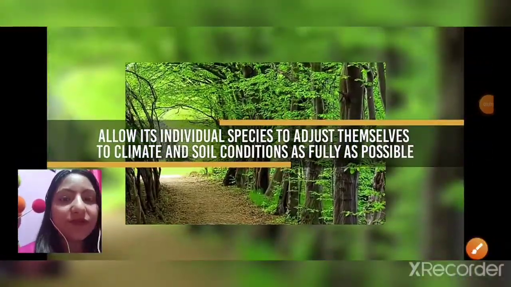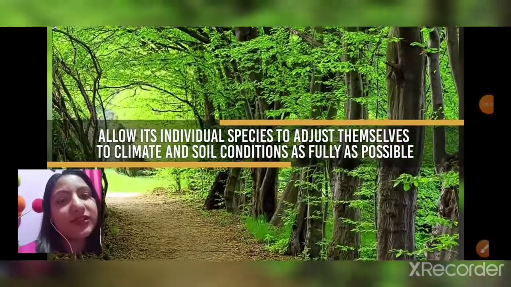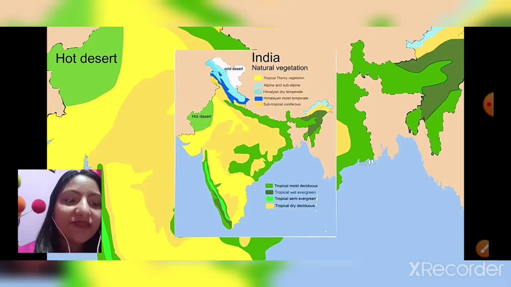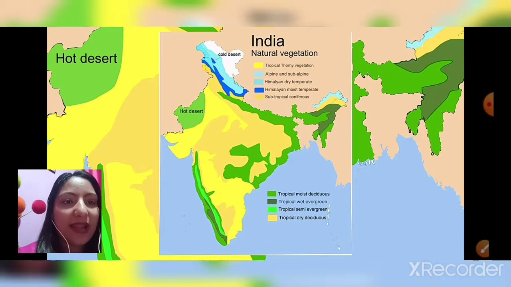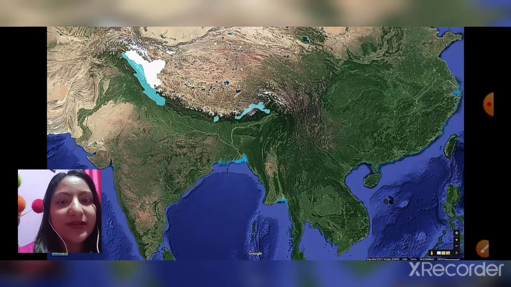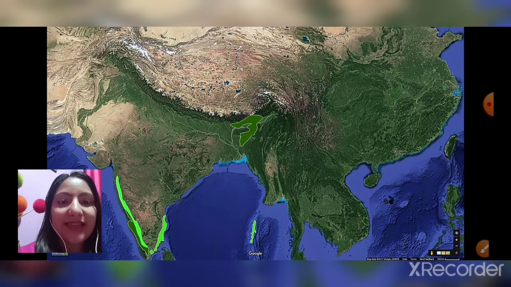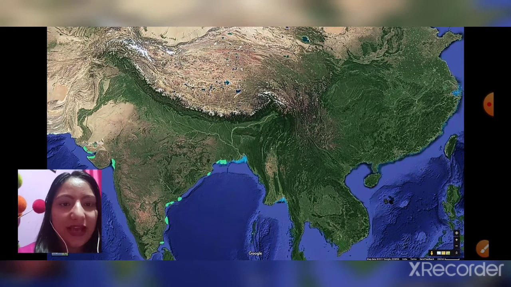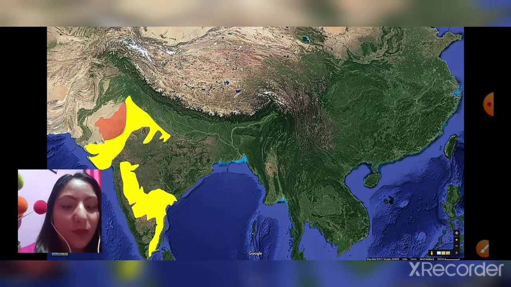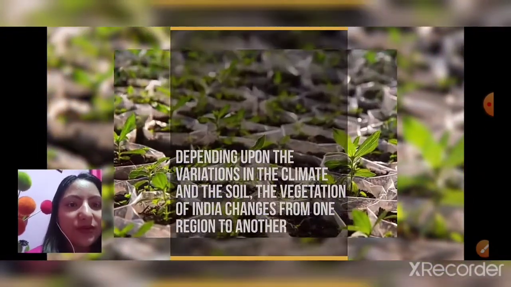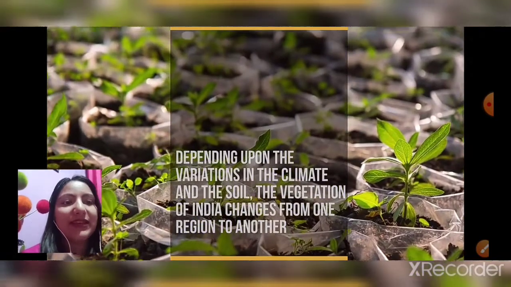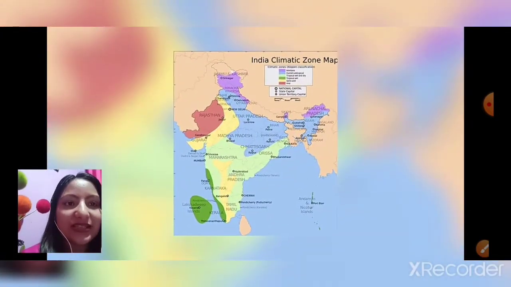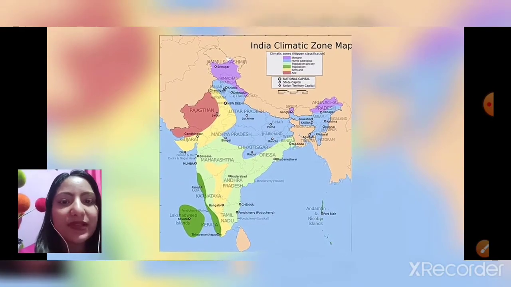You all know that because of its diverse climatic conditions and physical features, India is home to a great variety of natural vegetation and wildlife. In this chapter, we will discuss the different types of natural vegetation that exist in India. We have the tidal forest in the coastal region, then tropical evergreen forest, then monsoon or moist deciduous forest, then mountain forest, and then desert forest. Depending upon the variation in the climate and the soil, the vegetation of India changes from place to place. Now we will see them one by one.